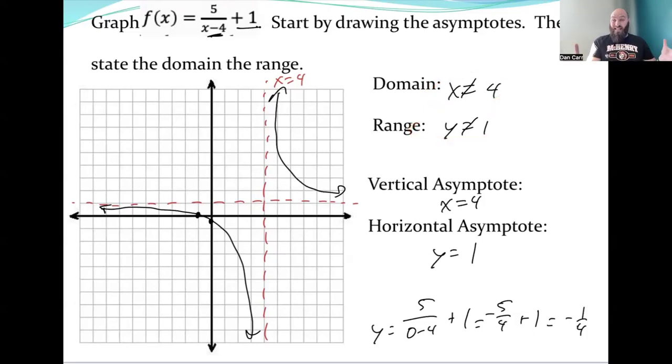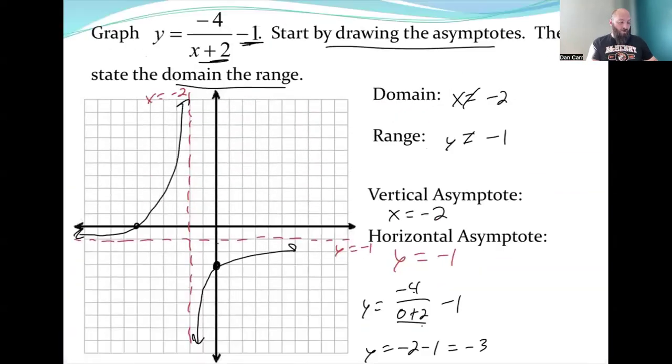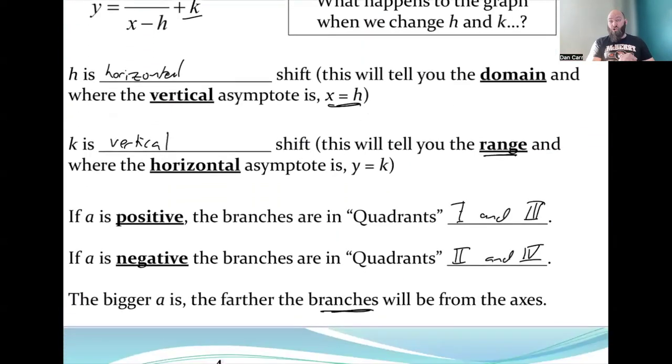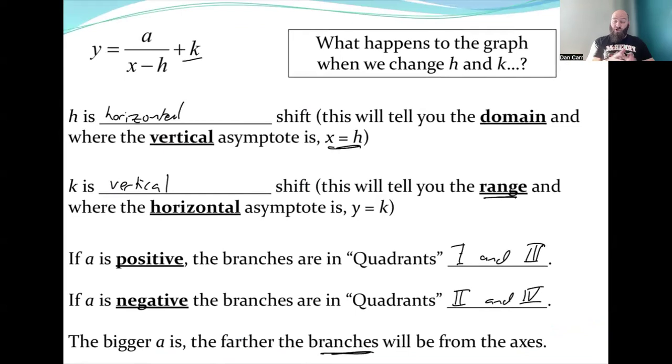All right. And that's it for today. So we're really focusing on this version of our rational functions. How does it shift? What creates our vertical asymptotes or horizontal asymptotes? All these things are important to be able to graph this and analyze what happens to that graph in terms of domain and range.